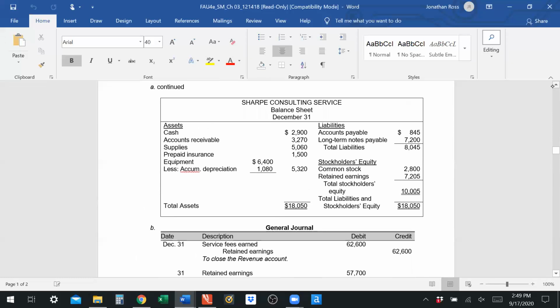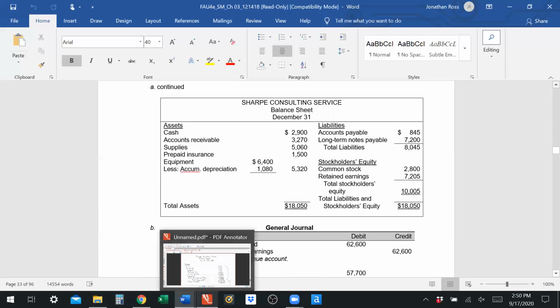So I did the asset side correctly. Here's the balance sheet. And on the liabilities and owner's equity side, that's where I messed up. I messed up in one spot. Retained earnings has an ending balance of 7,205, not 5,205. Why is that? Let's go back.